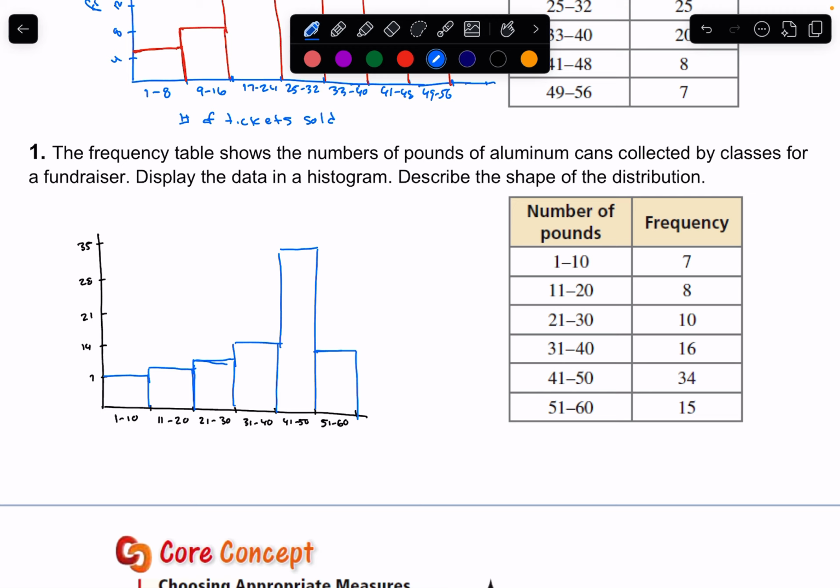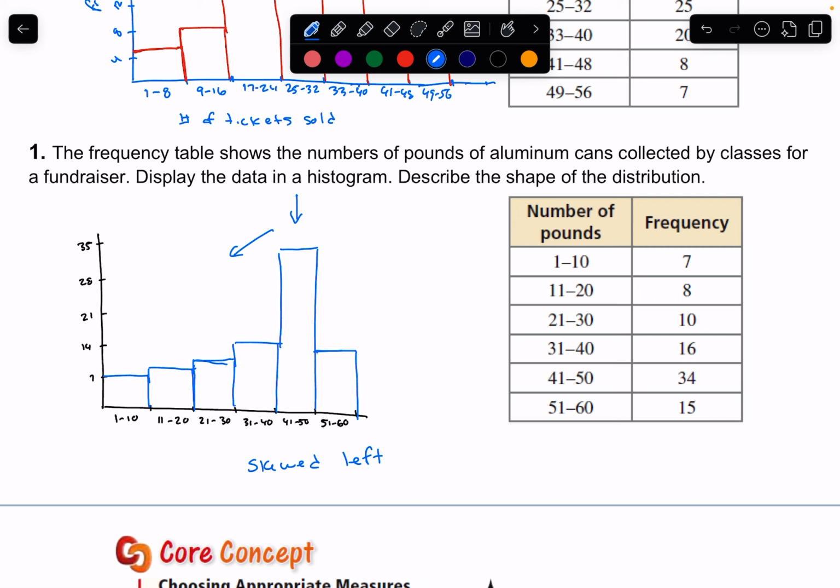Now, when I look at this one, well, when you're drawing these on paper, you're going to use a ruler to kind of help you out and make sure you're staying consistent. But when you look at this, the peak is over here on the right, and that's okay. The peak doesn't have to be right in the middle. And there's a lot more data to the left than there is to the right. So this would be a skewed left distribution because that tail goes to the left.